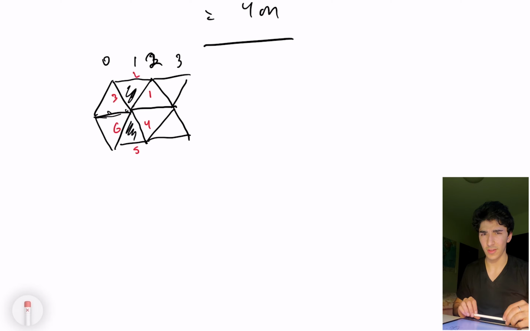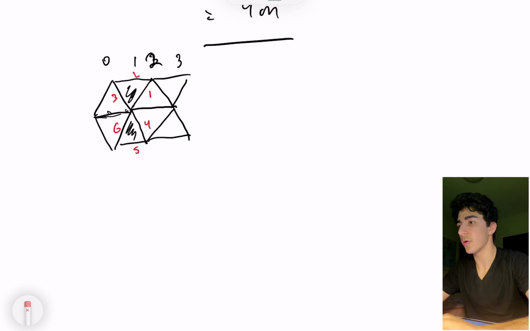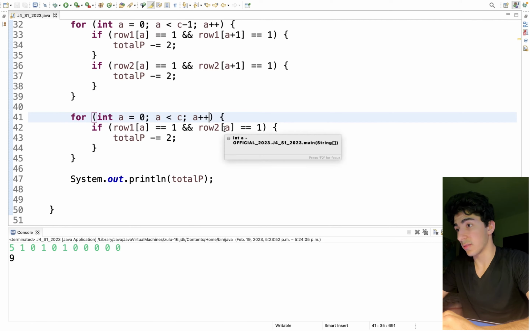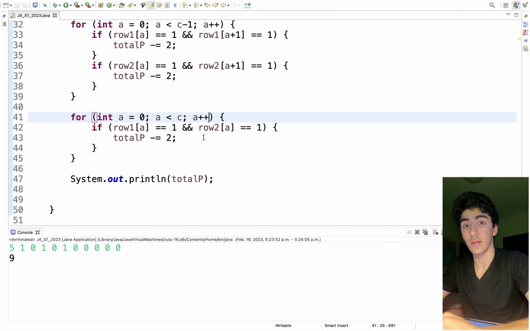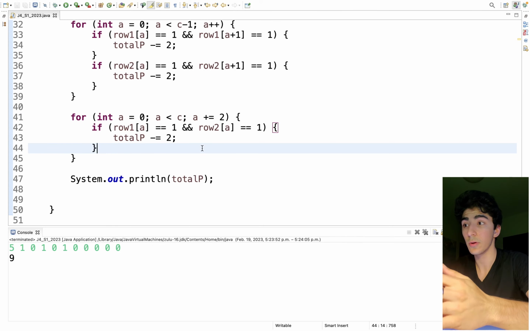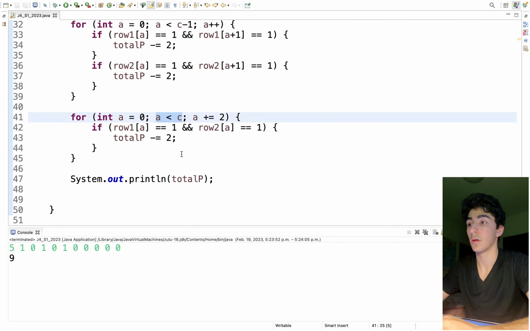And that's really, really easy to program. Instead of going A plus plus, because we're going to be starting at index 0 and then going to index 1 and then index 2 and then index 3, we'll just go plus equals 2, which means we'll be adding by 2 every time. So we'll start at 0, and then we'll check index 2, and then index 4, index 6, and on until we meet the condition.